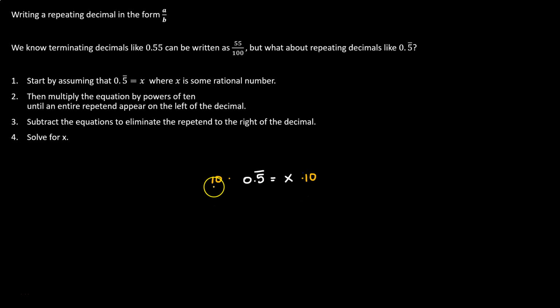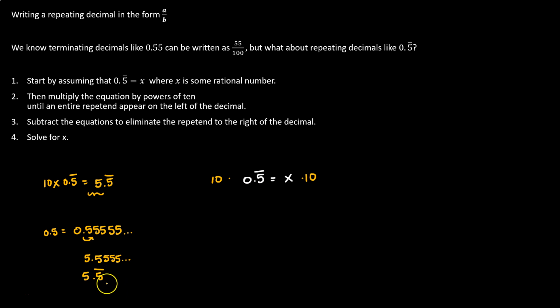The reason why we're going to multiply by 10 in this case is because 10 times 0.5 repeating gives us 5.5 repeating. Notice that the repeatend, which is just the digit 5, now appears completely to the left of the decimal, in addition to the repeatend with the repeating bar still appearing on the right. Remember that 0.5 repeating is equal to 0.555 forever. And multiplying that by 10 simply moves the decimal once to the right. So that would look like 5.5555 repeating, which we know we can write as 5.5 with a bar over the repeatend.